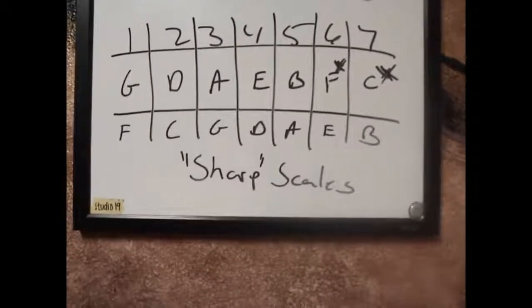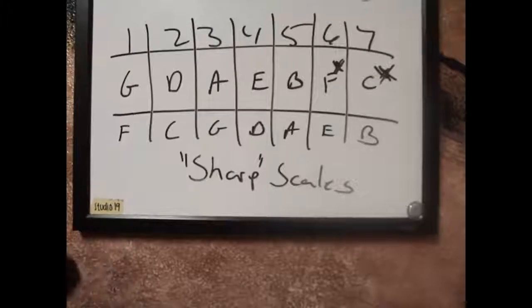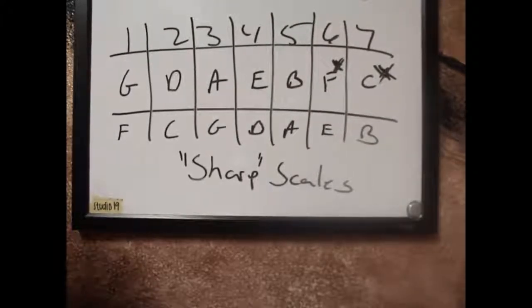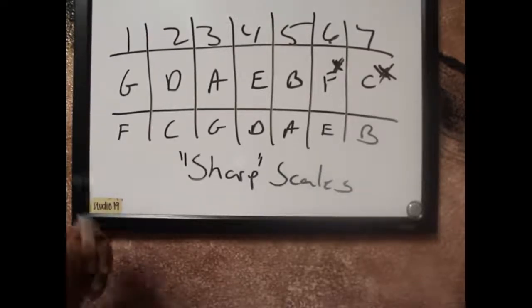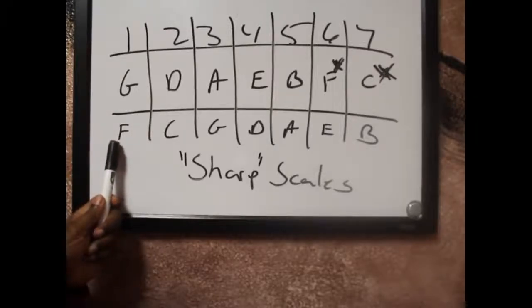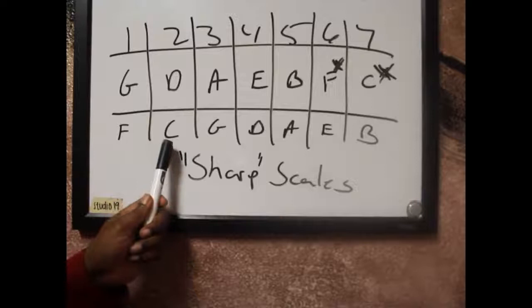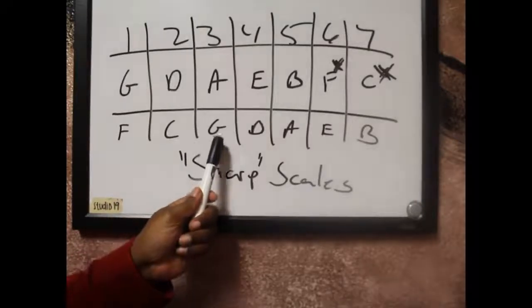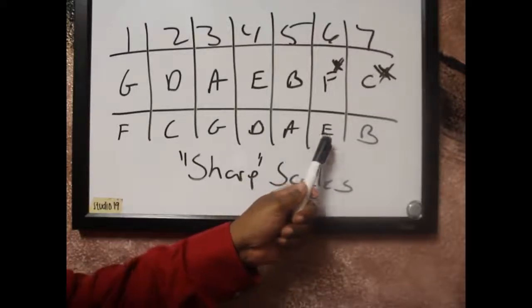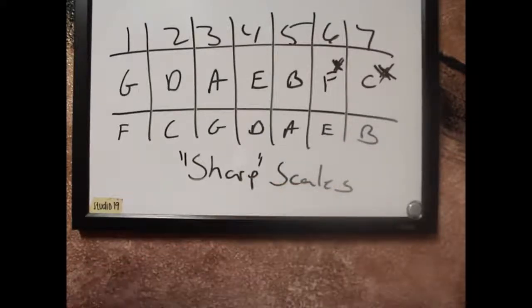There you are. Now, just like there is a very specific order for the flats as you draw them on the staff, there's a very specific order for the sharps as you draw them on the staff. If there is only one sharp on the staff, it's going to be F. The second sharp will be C, and then G, D, A, E, and B.